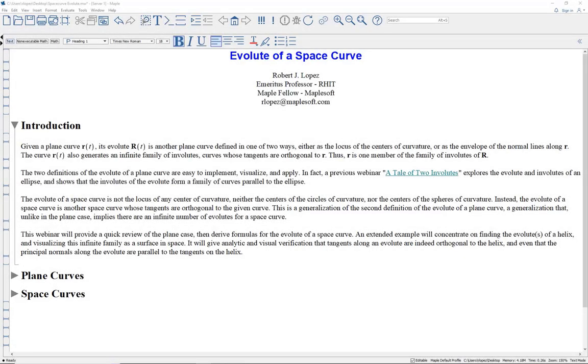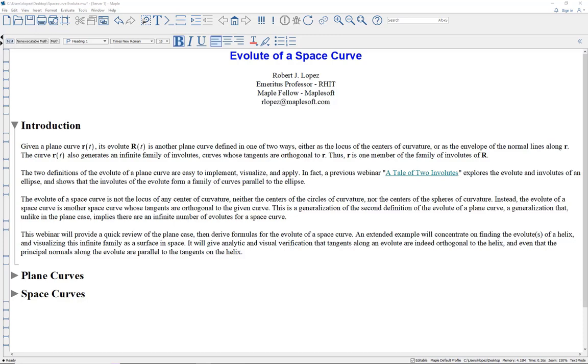The evolute of a space curve. Well, the evolute of a plane curve can be defined in one of two ways, either as the locus of the centers of curvature or as the envelope of normal lines along the curve. And a plane curve has a single evolute.